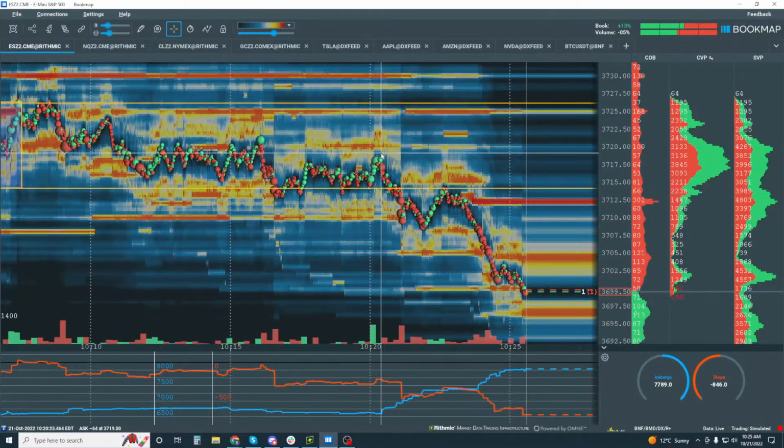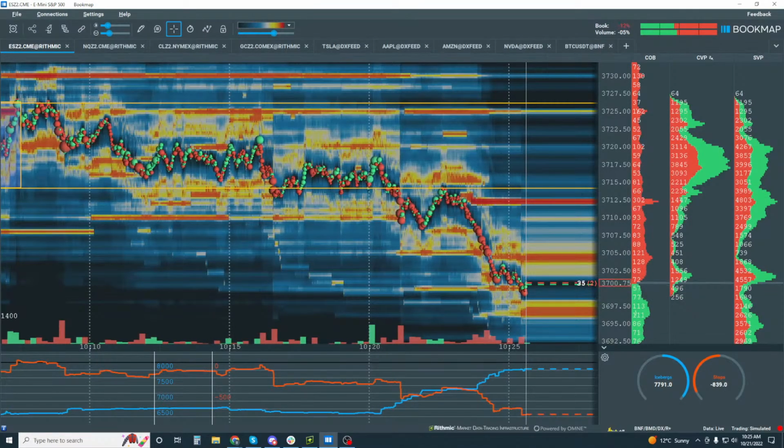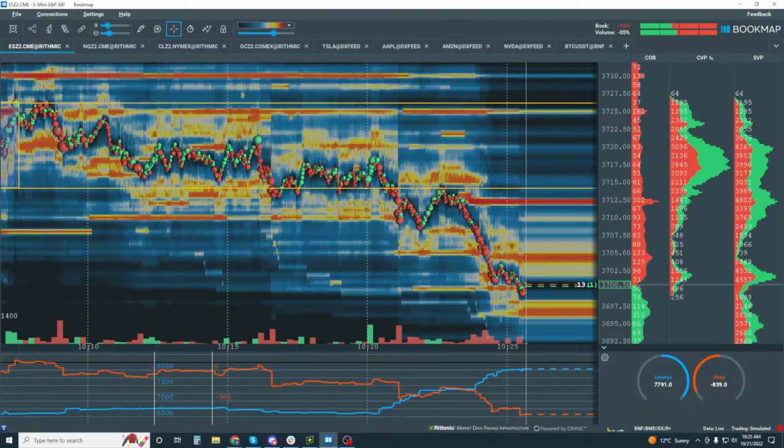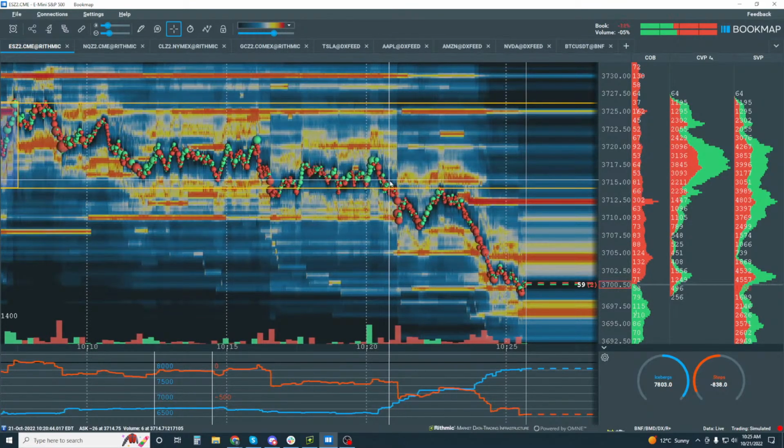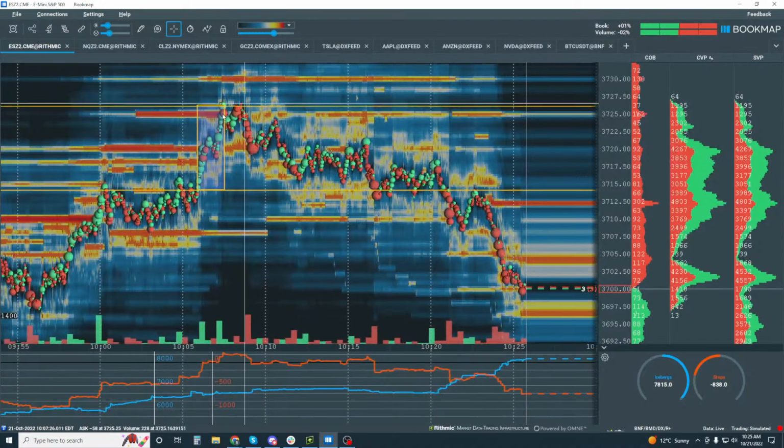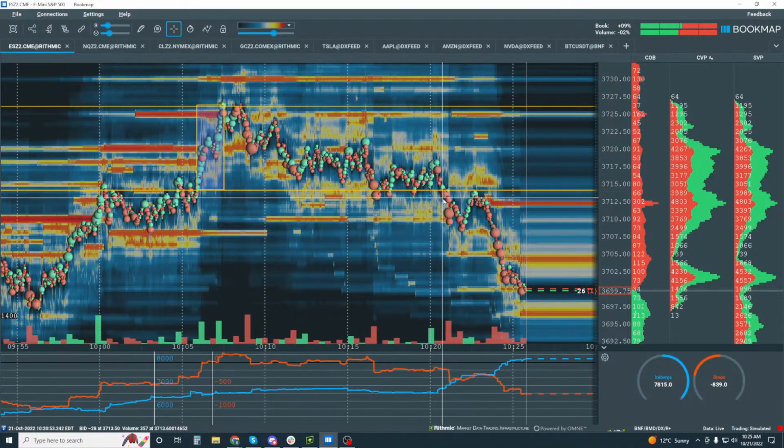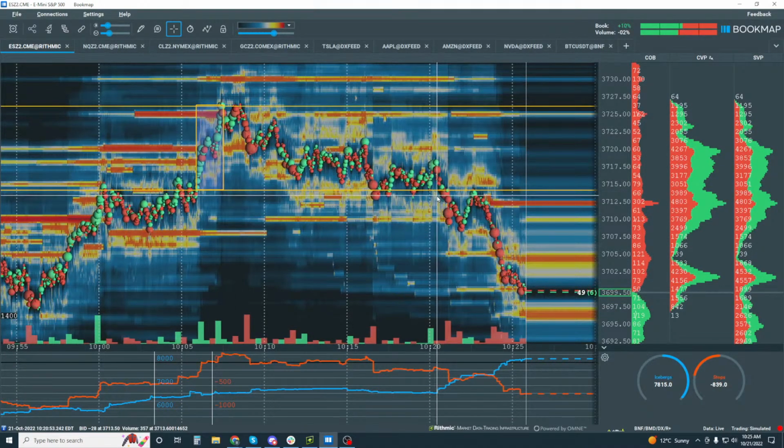Again, these aren't trade recommendations. We're just going through what is going on in the order flow, and then starting to understand that, and then starting to wrap some trade management around some of those levels.